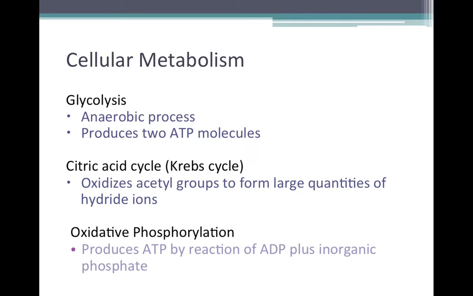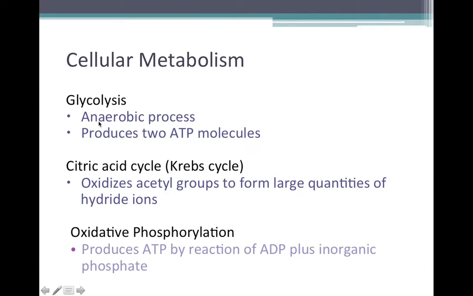Now, when we talk about the type of metabolism that helps us create ATP in our cells, it starts with this process called glycolysis. Glycolysis literally means to break down sugar. Glyco is sugar, lysis means to break apart. And glycolysis is an anaerobic process, meaning it does not require oxygen to power this process.